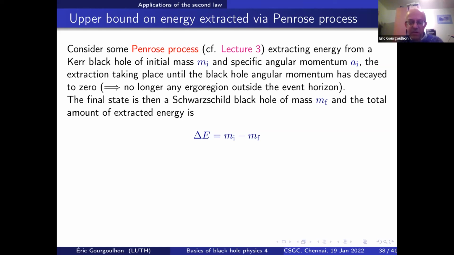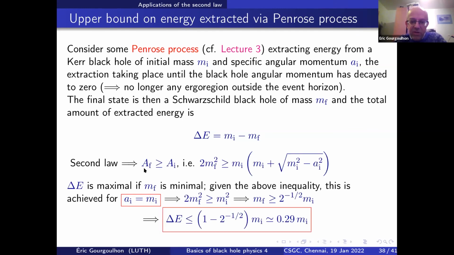In the Schwarzschild black hole, it's no longer possible to apply the Penrose process because the ergosphere coincides with the event horizon. It means it's not possible to go outside the black hole to escape from the ergoregion because the boundary of the ergoregion coincides with the event horizon. In other words, the ergoregion is entirely located inside the black hole for a Schwarzschild black hole. So this is the end of the energy extraction. We call the mass of the Schwarzschild black hole m_f. And so the total energy gain will be the initial mass minus the final mass.